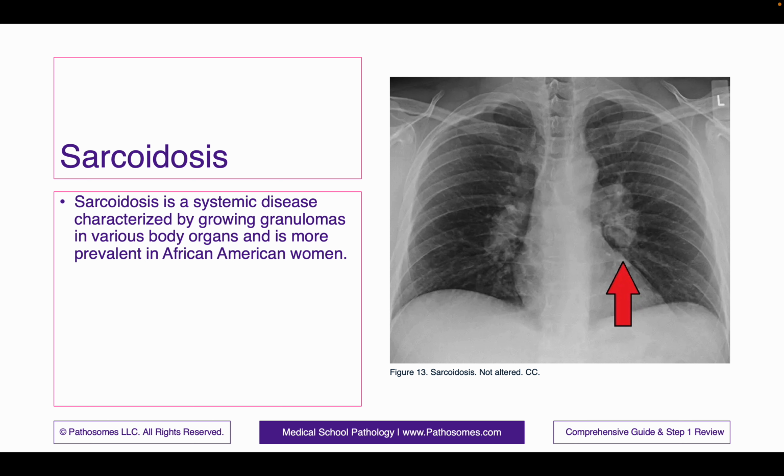Sarcoidosis is a systemic disease characterized by growing granulomas in various body organs and is more prevalent in African American women, right? So in this imaging, what is this arrow pointing at? Hilar adenopathy, right? Some pronounced lymph nodes on one side, and actually note it's bilateral, right? You see that? Bilateral hilar adenopathy. Classic buzzword for sarcoidosis.